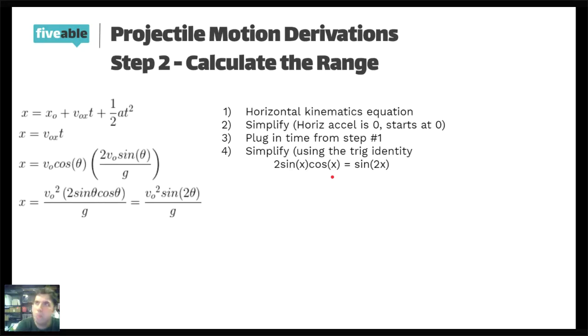Which leads us to some interesting comments about this. The range of the projectile depends on twice the angle. So doing some math, what's the biggest value sine can be? Right, so sine has its maximum value of 1.